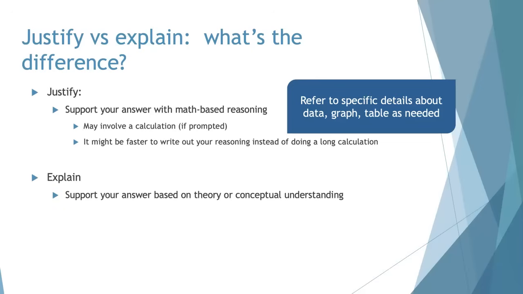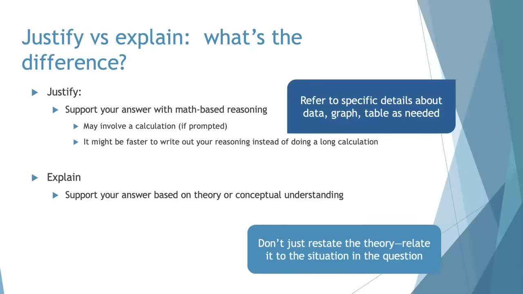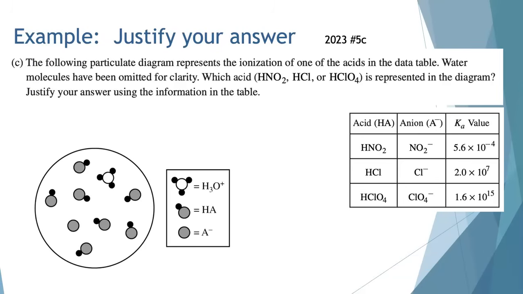Explain is much more conceptual. It means support your answer based on a theory or a conceptual understanding. You don't want to just restate the theory. You do need to actually relate it to the situation. Let's look at some examples. From the 2023 exam, there was a question about acids and Ka values. The following particulate diagram represents the ionization of one of the acids in the table. So we have 3 acids.